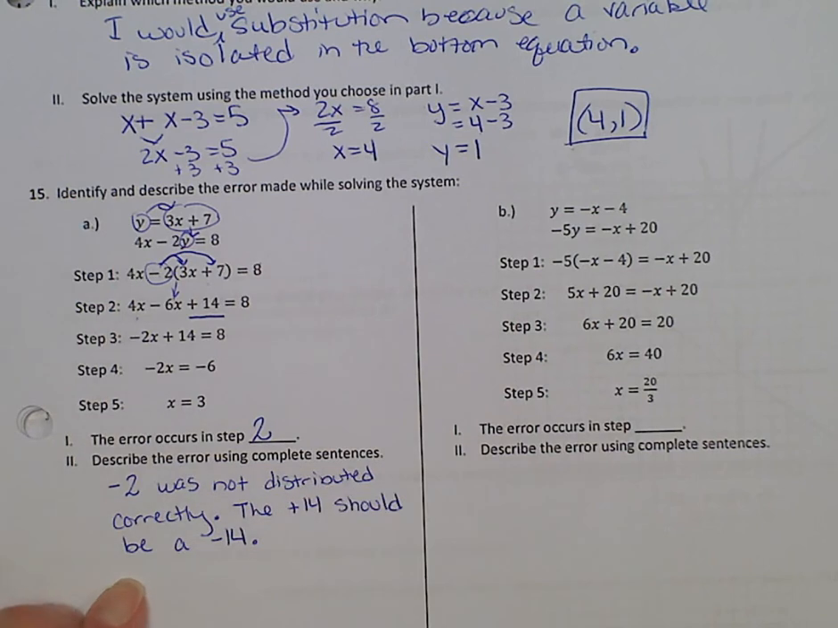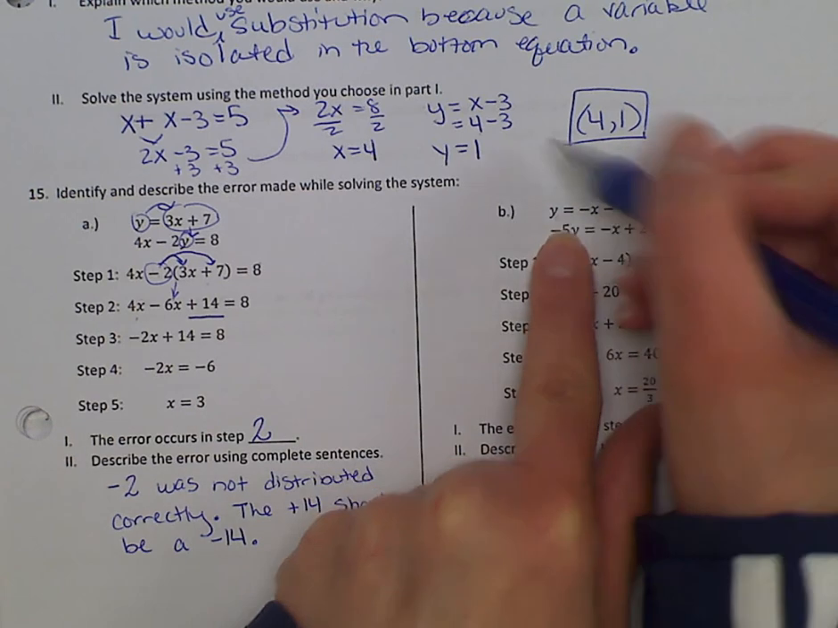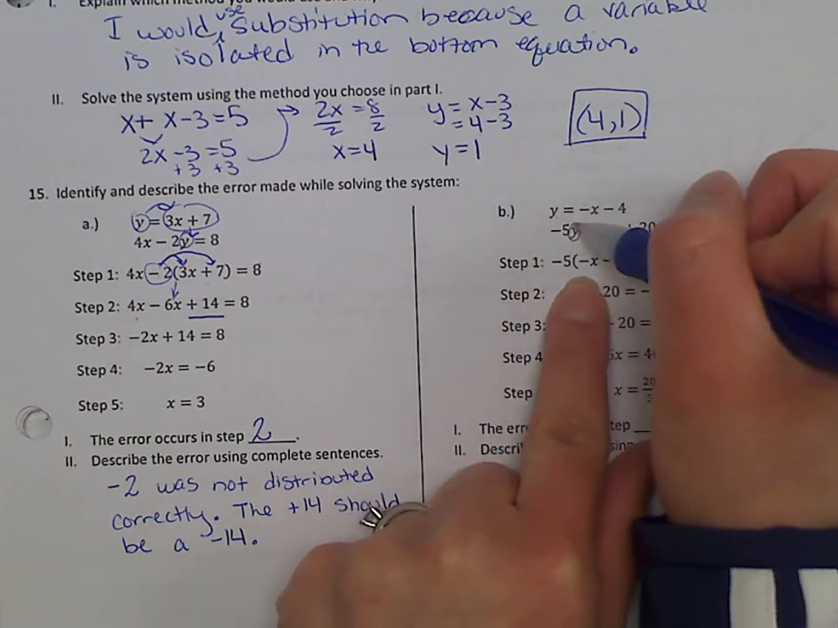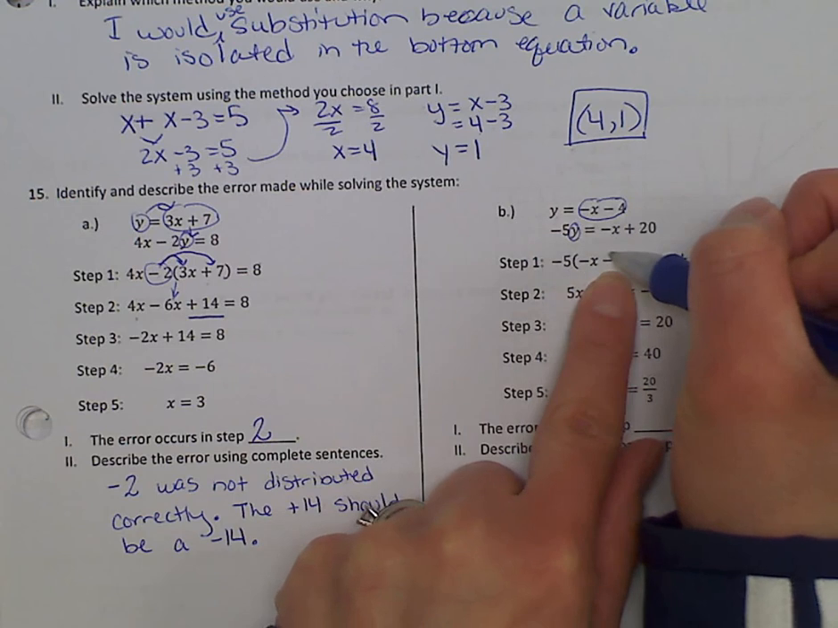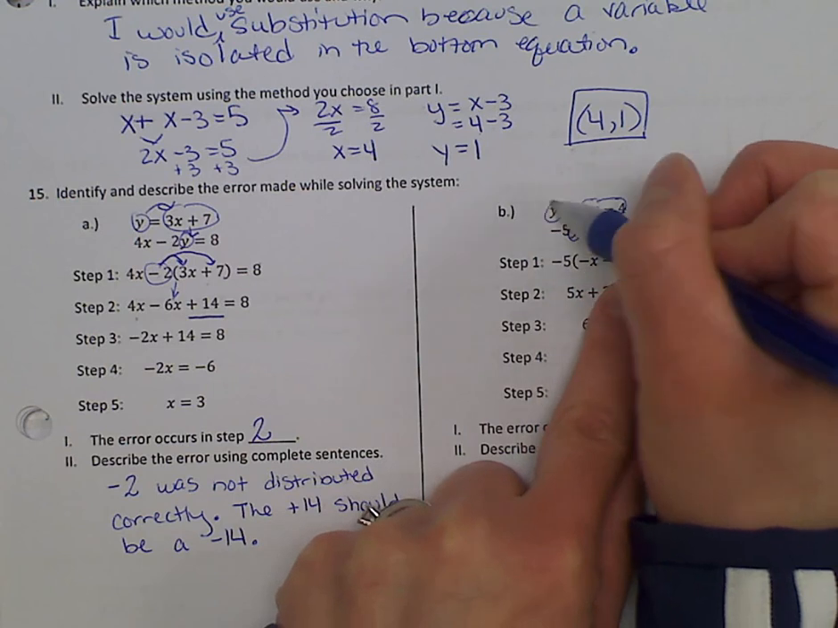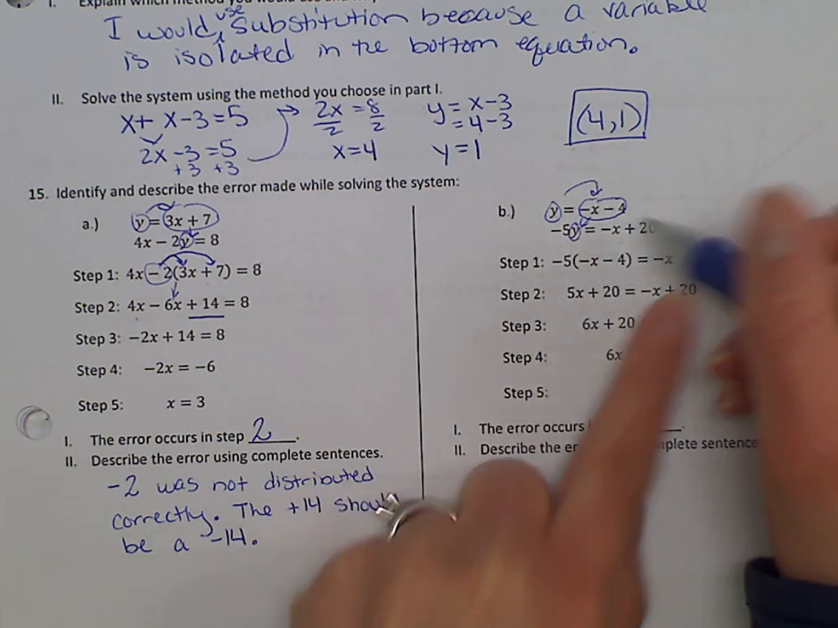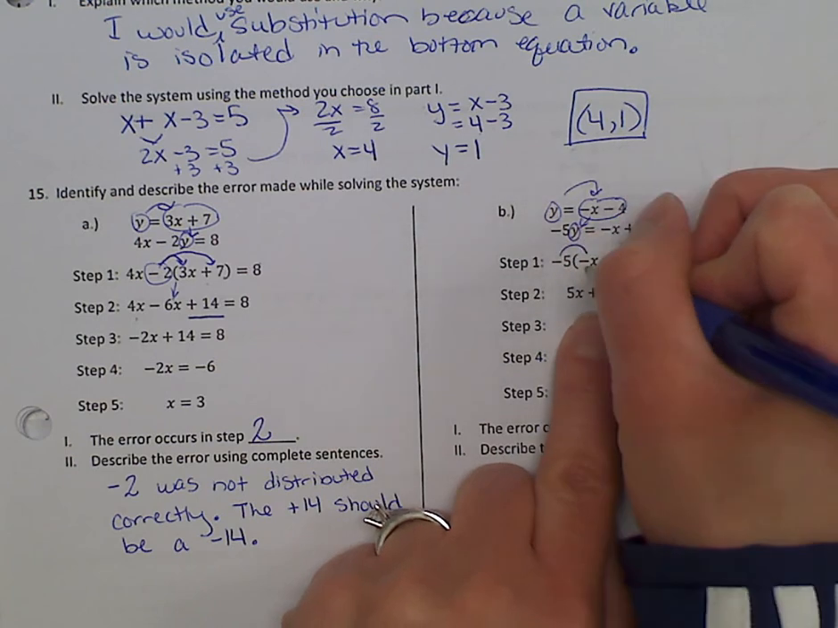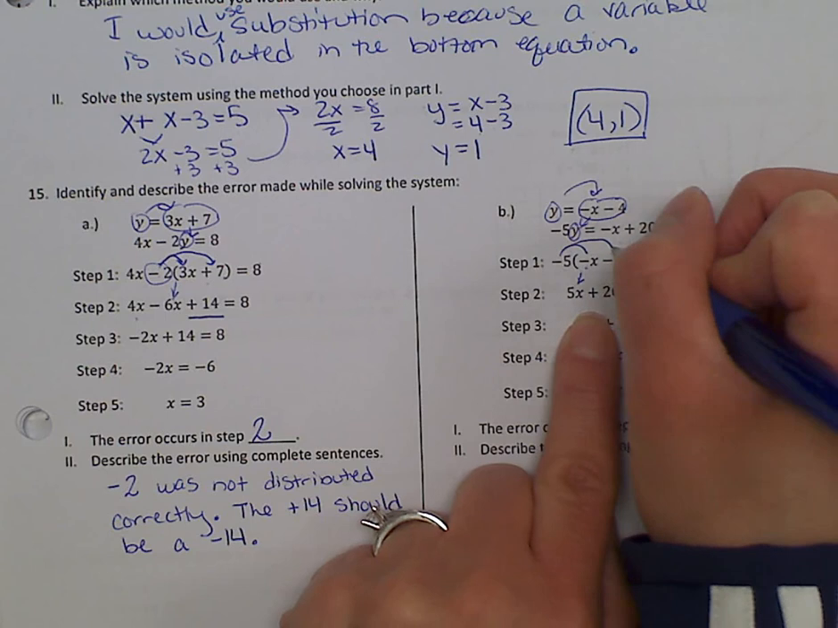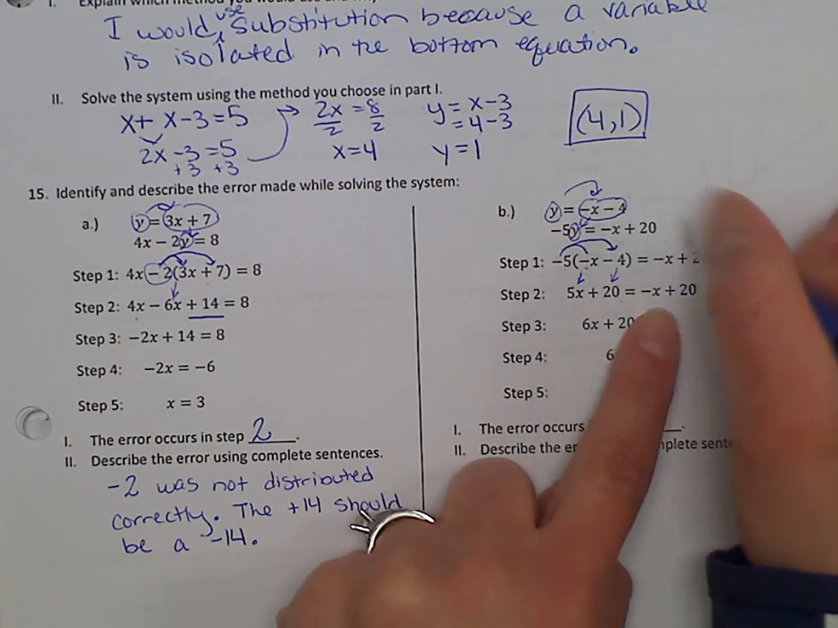In part B, it looks like there's a variable that's isolated, and it looks like it was replaced with this negative x minus 4. So we used substitution here. Equals negative x plus 20. In the next line, it looks like things were distributed. Negative 5 times negative x is positive 5x. Negative 5 times negative 4 is a plus 20. Looks good. This all stays the same.